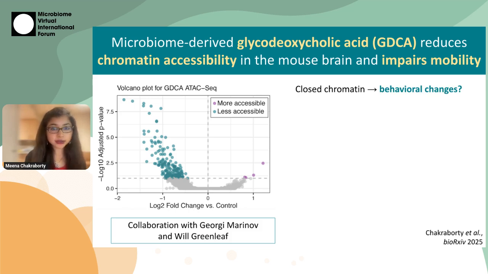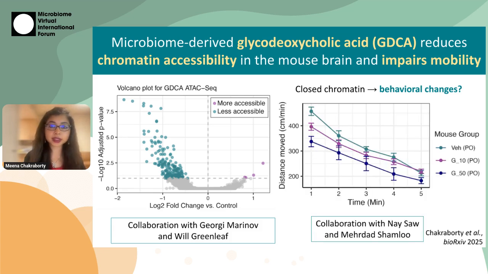So based on these findings, we wanted to see whether, due to this closed chromatin state, we can observe any behavioral changes in GDCA-treated animals. Here are some data showing mouse activity within a maze. So here on the x-axis is the time that the mice spent in the maze, and on the y-axis is the distance that they moved per minute.